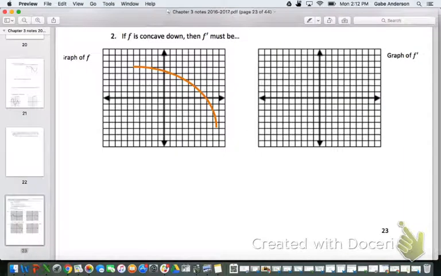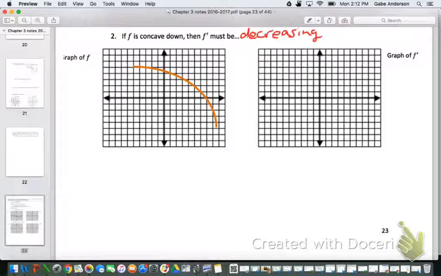All right, as we follow along in the notes here, we can see that the next series of graphs deals with a graph being concave down. So we'll go through this a little bit quicker, but if you remember from before, if f is concave down, then f prime must be decreasing. And we can see that the graph on the left there is a graph of f, and it's clearly concave down, right? The concavity is facing down.